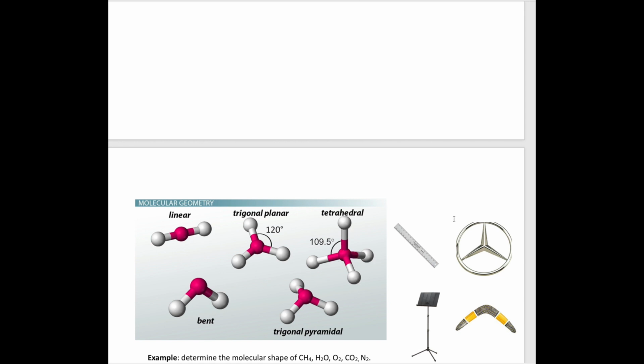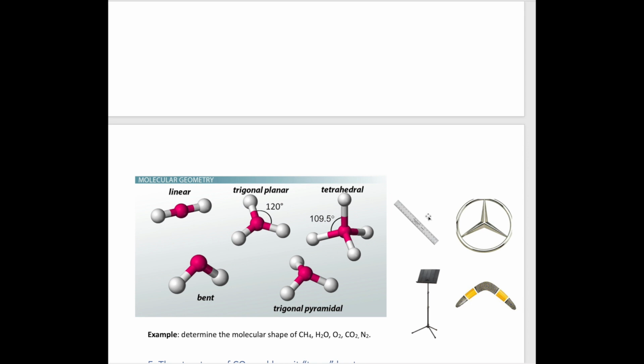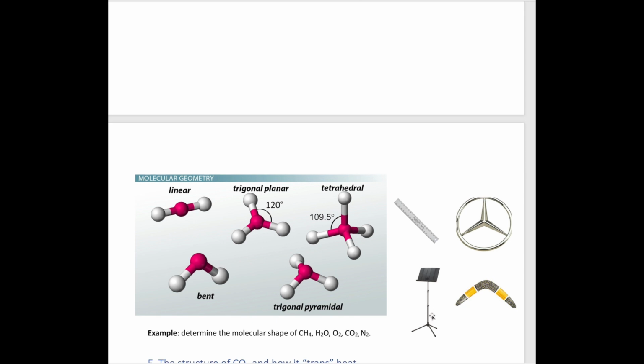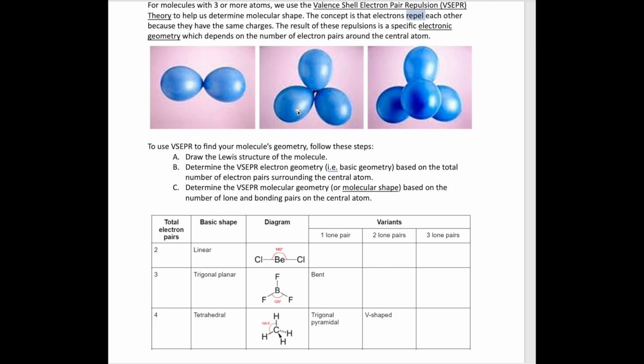I just want to point out that these structures are not necessarily unique to molecules. You have obviously linear structures in many items, right? A ruler is just one easy example of it. This sign of the car is showing the structure of the trigonal planar. And then this one right here, this is a music sheet holder, shows your tetrahedral structure, right? That's what we call the electronic geometry.